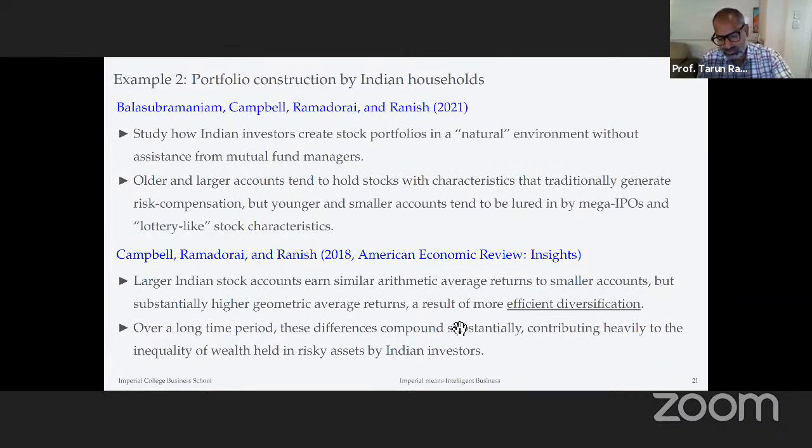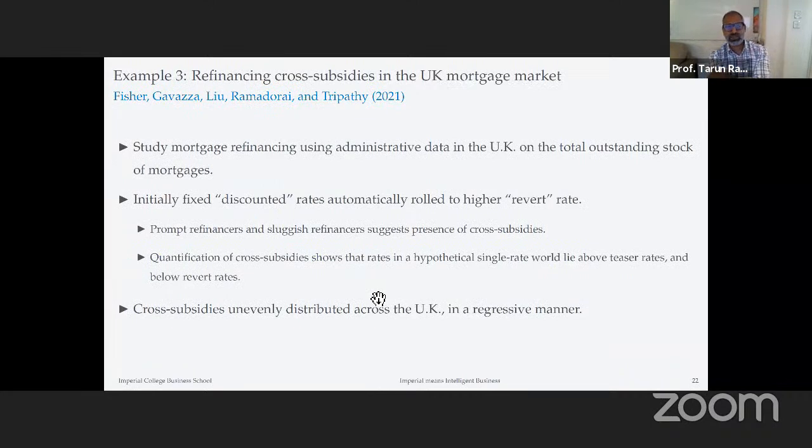Now, pushing that theme further and asking, how regressive are these cross subsidies? We do some work in the UK mortgage market, where we study mortgage refinancing using administrative data in the United Kingdom on the total outstanding stock of mortgages. And again, this is a working paper that's available, or will be available shortly, on my website, in which we look at the fact that in the UK, you can get access to a teaser rate, or an initially fixed discounted rate. And if you don't refinance, that automatically rolls over to a higher revert rate on a mortgage.